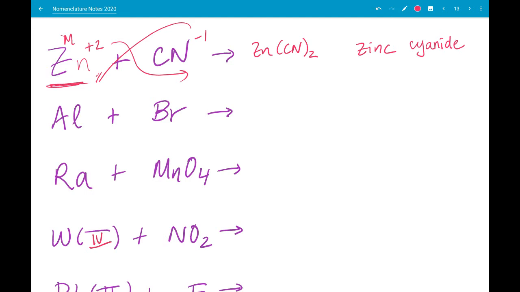Now if we look at the next one, we have Al. Al is just a metal, so we look it up and find its oxidation number is +3. Br is a nonmetal, and its oxidation number is -1. So we're going to drop and swap. Then to name it, Al would be considered just a metal, so this would be aluminum, the name of the metal, and then you take your nonmetal and change the ending to "ide."